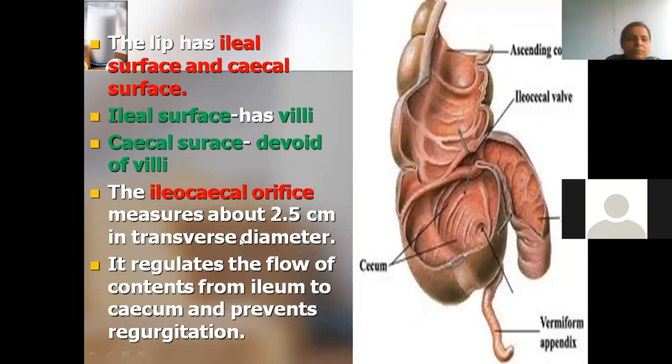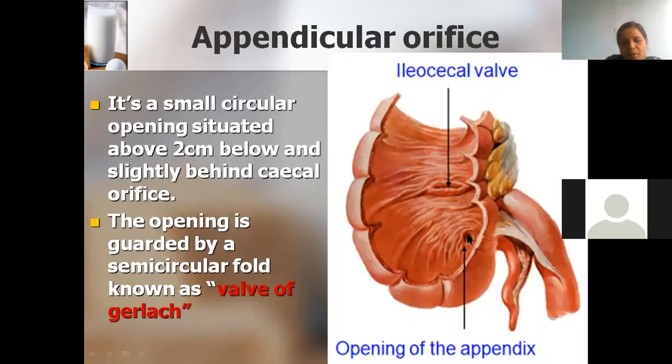Okay, then after this iliocecal orifice, we have the appendicular orifice, which is very important. The small circular opening in the cecum is the appendicular orifice. This is also guarded by a valve. The name of the valve is the valve of Gerlach. This is a semicircular fold, which is the valve of Gerlach. It is just 2 centimeters below the iliocecal opening.